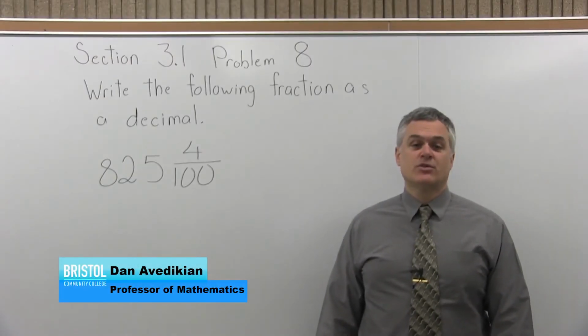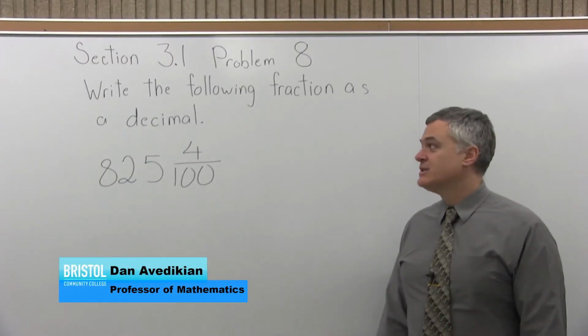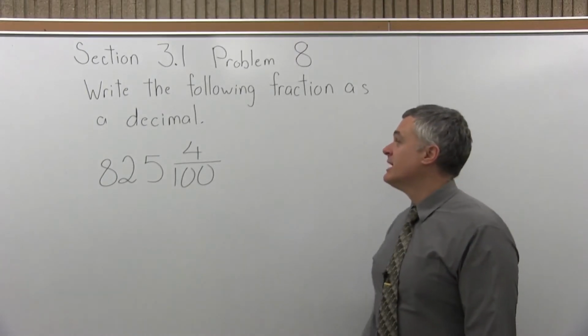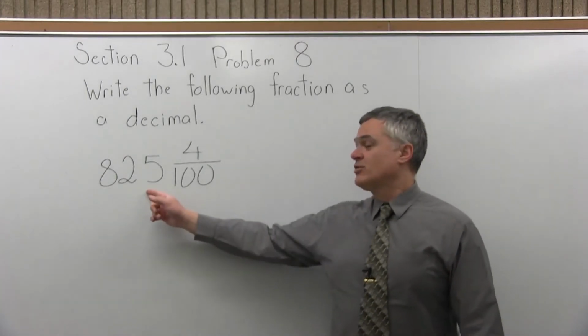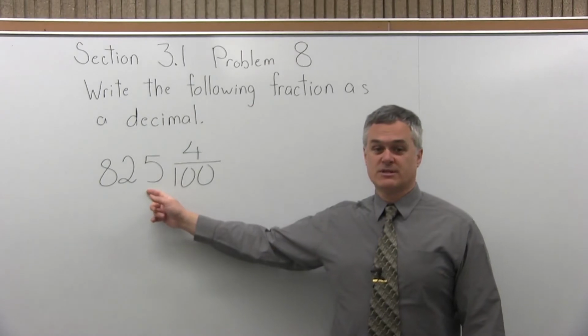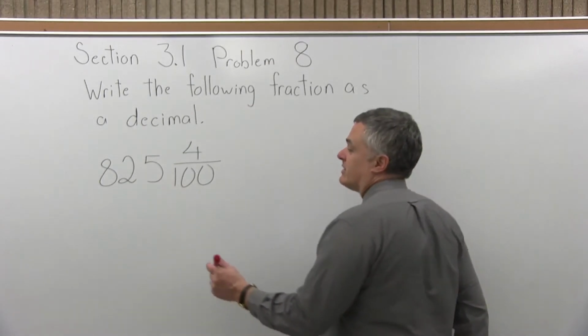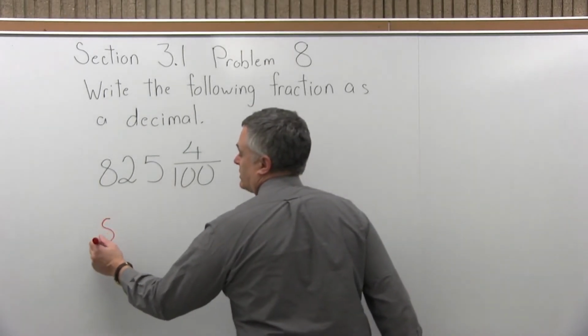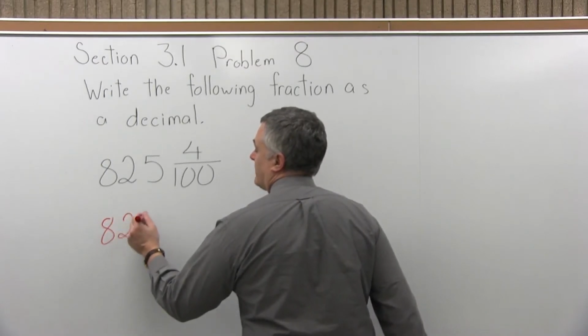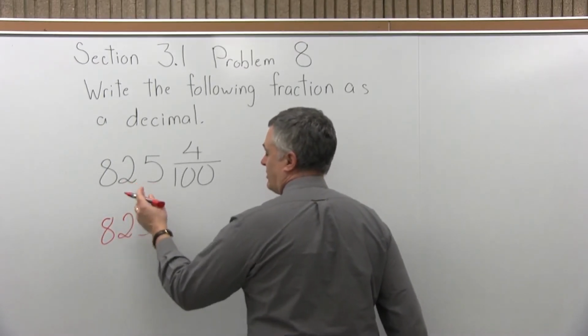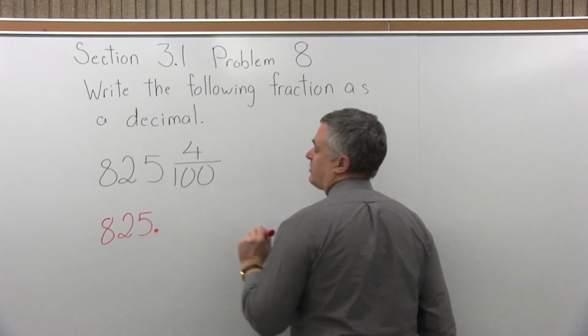This is Section 3.1, Problem 8. It says write the following fraction as a decimal. We have 825 and 4/100ths. So to write the number as a decimal, of course, we will start with 825 before the decimal, the whole number portion of it. We'll have a decimal point.